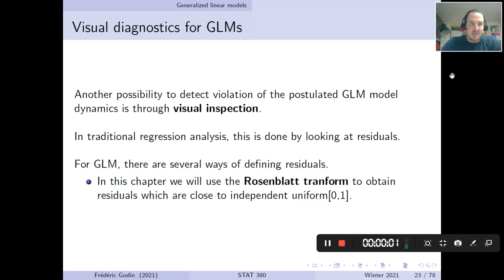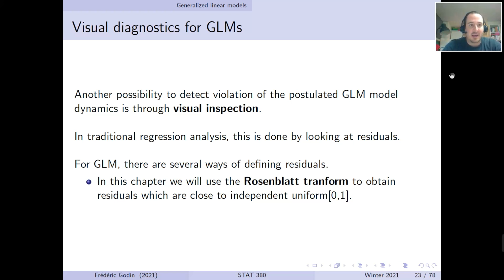Hello everybody, this is the second video for chapter 4 of the statistical learning class. So in the first video for the chapter, we've introduced generalized linear models, which are a class of models allowing us to generalize linear regressions to nonlinear relationships.